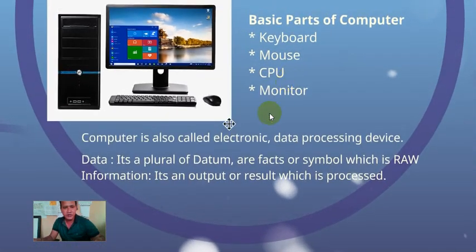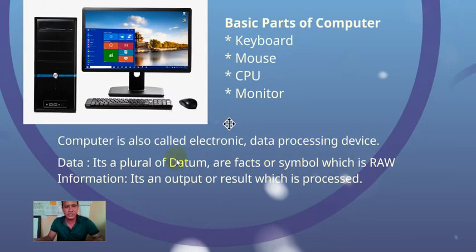Computer is also called an electronic data processing device. Data is the plural of datum. Normally it's called datum, but for us we call it data, and datum means facts or symbols which are raw. Raw means not processed. Whatever information you have collected is raw, and when you process and arrange it, that is called information.